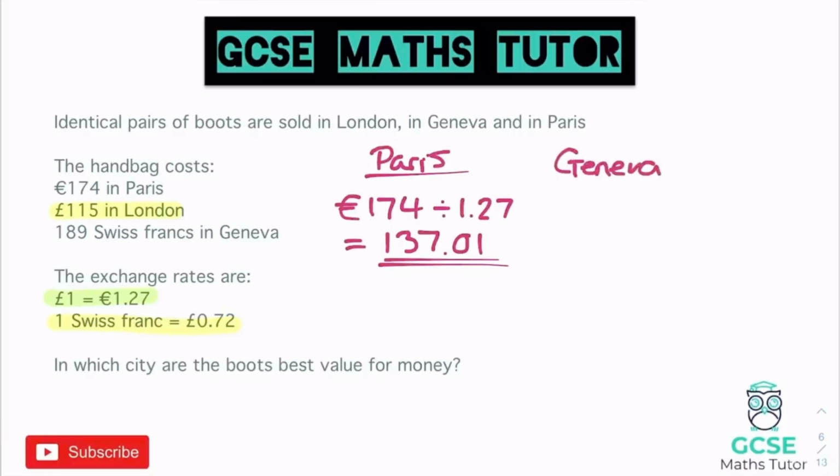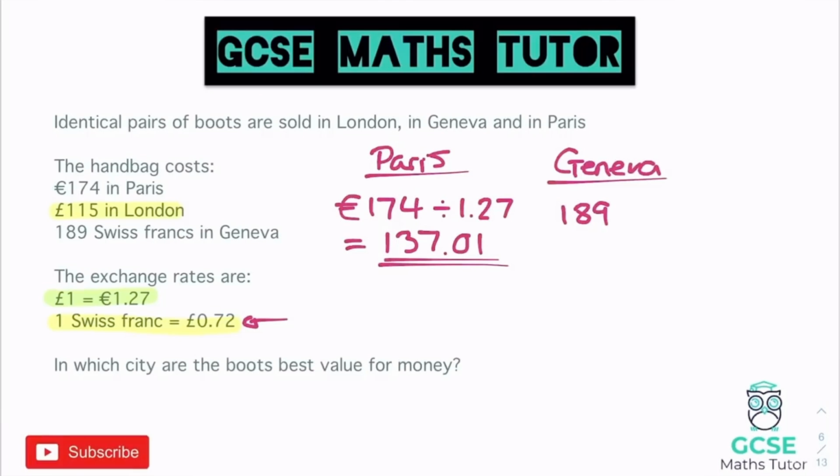There we go, so in Geneva, let's have a look. The cost at the moment is 189 Swiss francs. Now thinking about the logic of this exchange rate, you can see that for every 1 Swiss franc we get less than 1 pound. So we know again that the answer in pounds is going to have to be smaller.